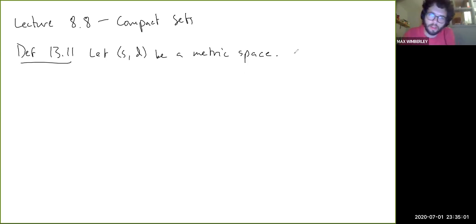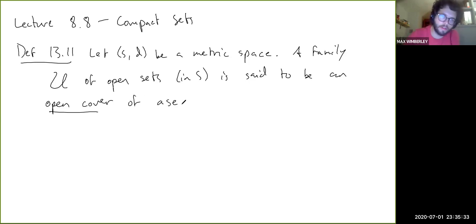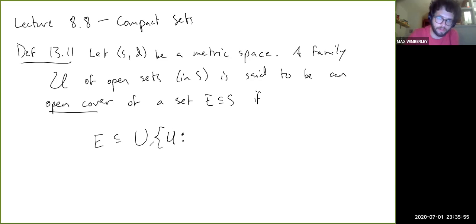So, okay, a family curly U, and this is a curly U, so I'll try to distinguish these. A family curly U of open sets in S is said to be an open cover of a set E in S if E is simply a subset of the union of all the open sets, the union over U in curly U. There's a lot of U's floating around, so I'll try to explain. This is a union, right?